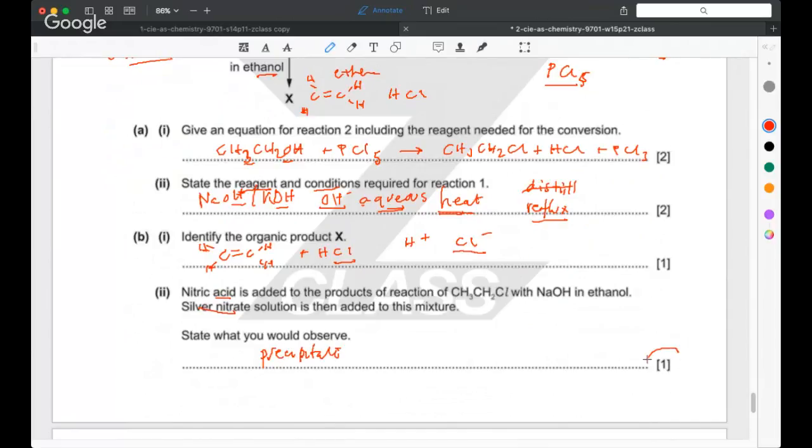And for your full mark, the examiner is saying you must say it is a white precipitate. The reason you're getting the mark is because you get a white precipitate with chloride ions. With bromide ions, you get a cream precipitate. With iodide ions, you get a yellow precipitate. So silver nitrate is used as a test for these halide ions. You get a precipitate with a halide ion, but the color of the precipitate allows you to discriminate between the different types of halide ions: white for chloride, cream for bromide, yellow for iodide.